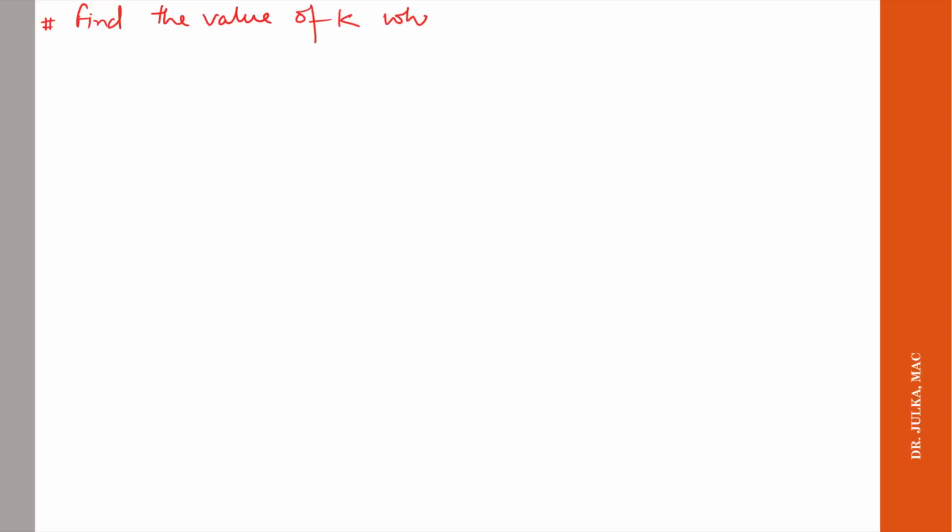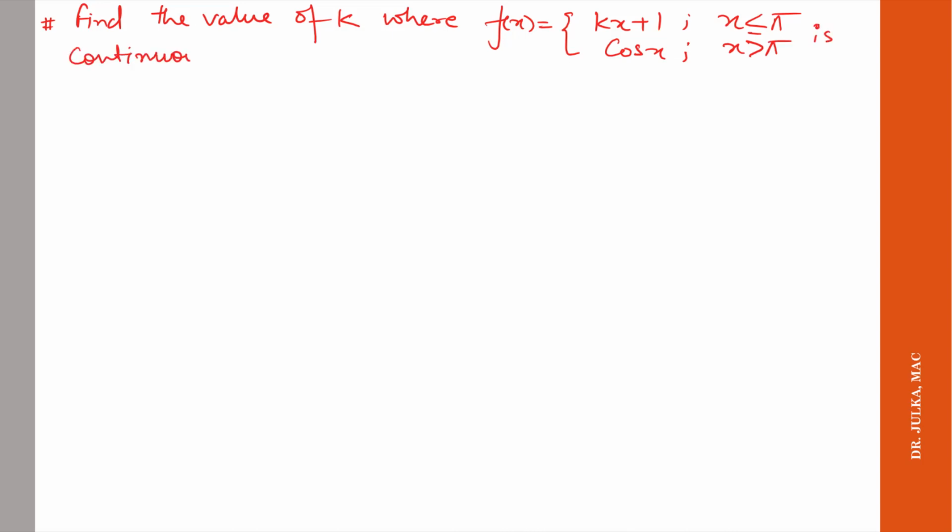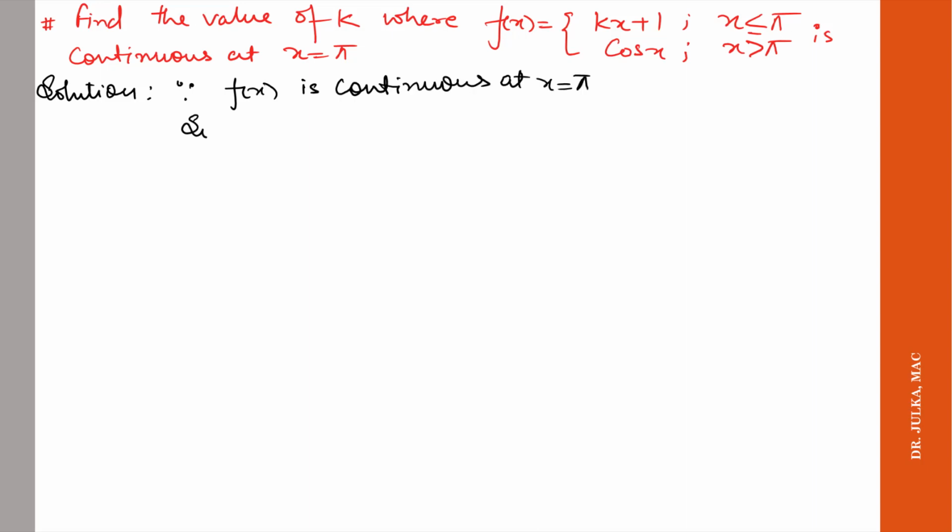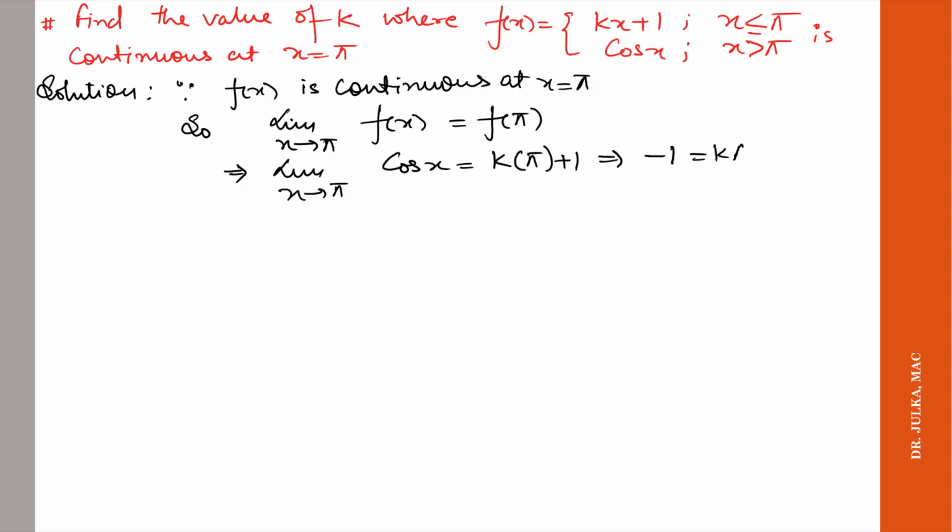Example 1. Find the value of k where f(x) equals kx plus 1 when x is less than or equal to pi, and cos x when x is greater than pi, is continuous at x equals pi. Because the function is continuous at x equals pi, the limit as x tends to pi of f(x) equals f(pi). We take the function cos x for the limit, because here x is not equal to pi, and the value of f(pi) is k pi plus 1. The limit as x tends to pi of cos x is minus 1, which equals k pi plus 1, and after solving we get the value of k as minus 2 by pi.